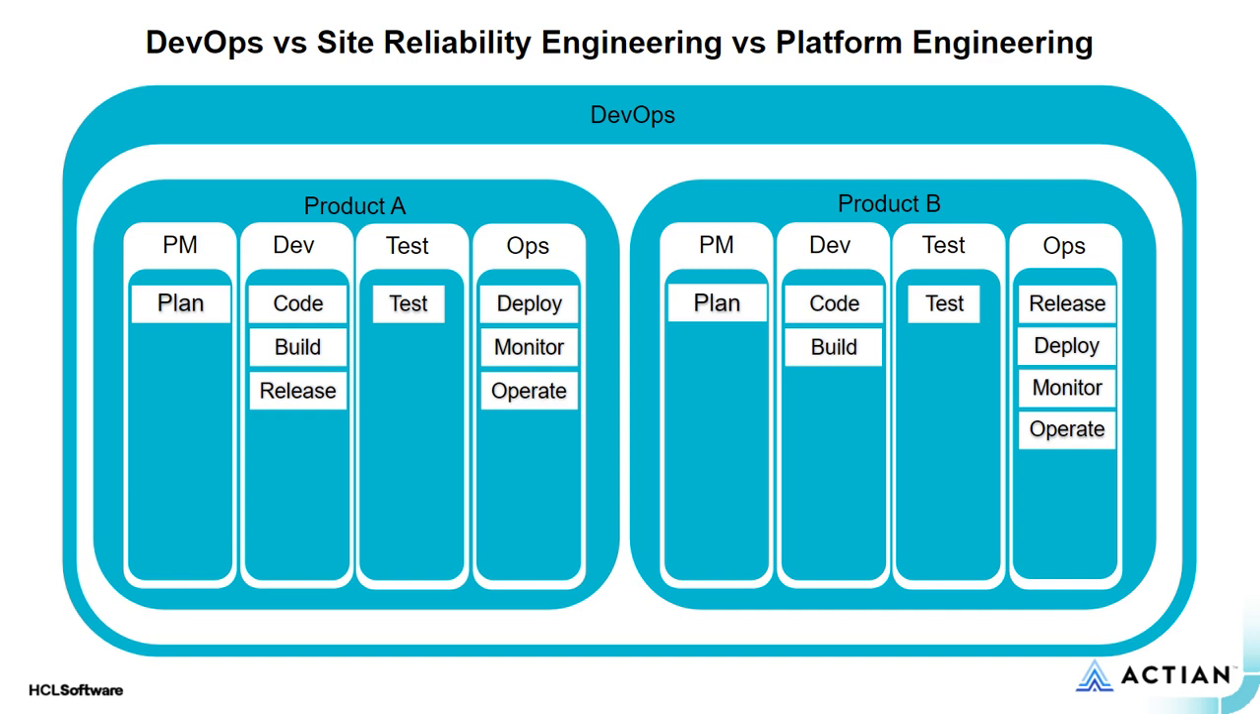DevOps is a methodology that combines software development and IT operations to improve the speed and quality of software delivery. It focuses on creating a more streamlined and efficient software development process that allows your organization to deliver high quality software at scale.